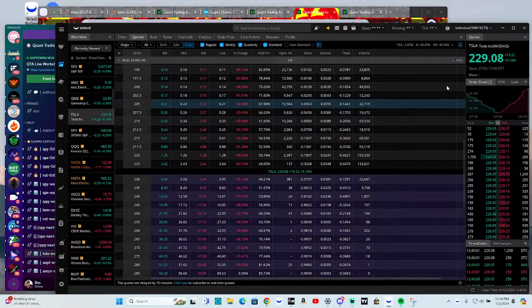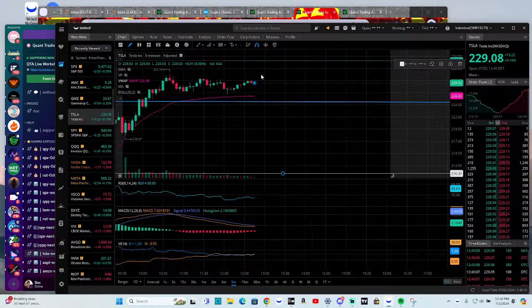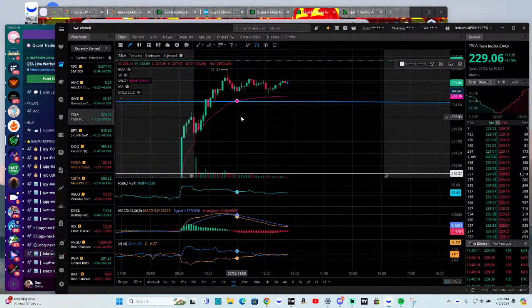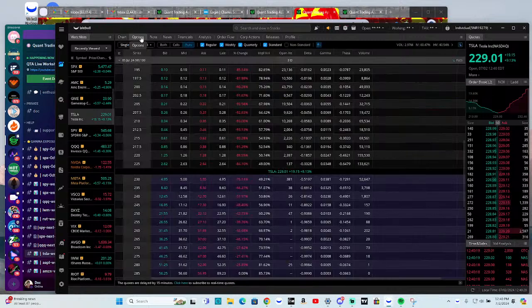So for instance, I got this 207.5 when Tesla was at the high, I think like 222. Let me see exactly where it was. Like right around here. This is when I got the 207.5 put. I'm holding it comfortably fine because it hasn't lost that much value in its trip.